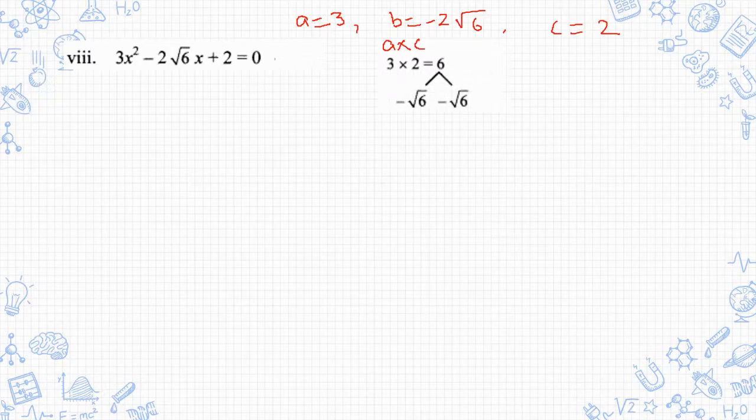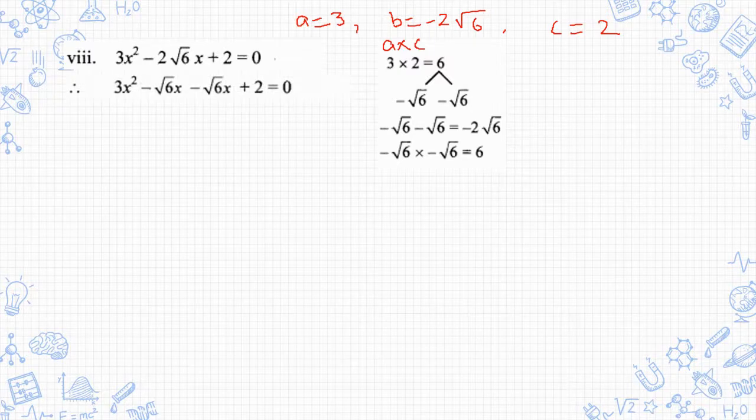So if you take minus root 6 and minus root 6, so minus root 6 into minus root 6 will be 6, and minus root 6 minus root 6 will give you minus 2 root 6. And if you see, minus 2 root 6 is the middle term. So I can take the two numbers as minus root 6 and minus root 6. So I'll split the middle term as 3x squared minus root 6x minus root 6x plus 2 equal to 0. Now you pair it. So this will be my first pair and this will be my second pair.